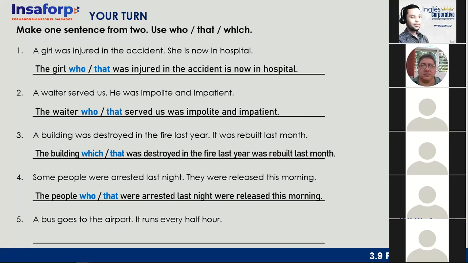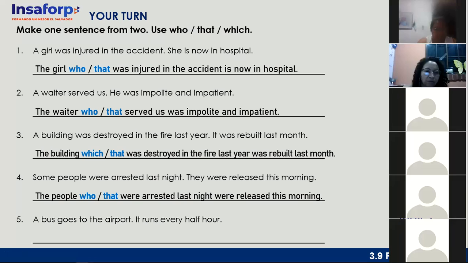Number 5. The last one, please. And then we'll do the last exercise today. Volunteer, please. Come on.